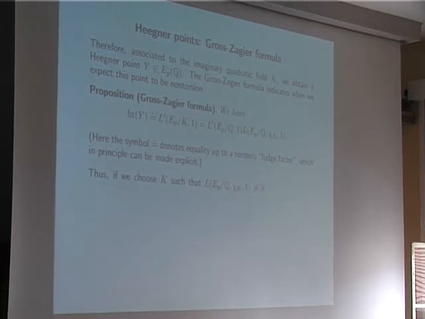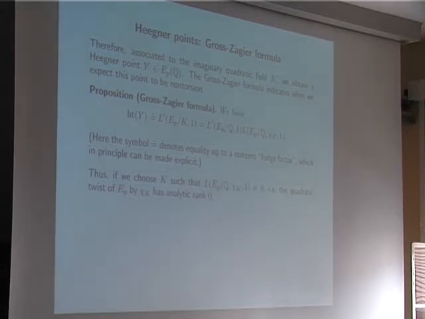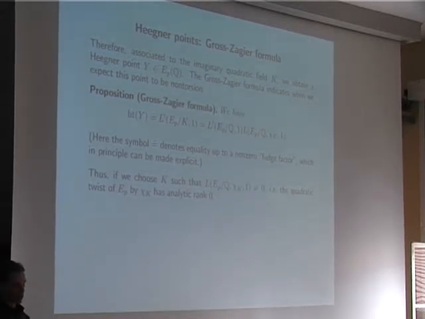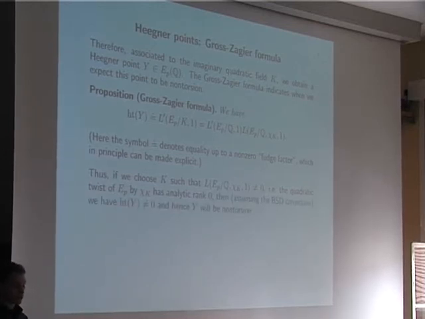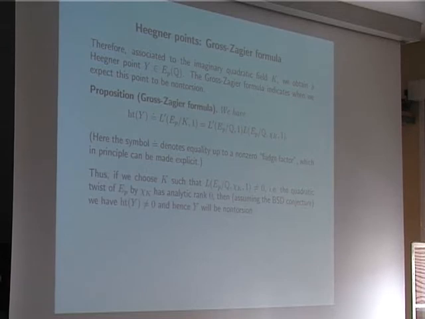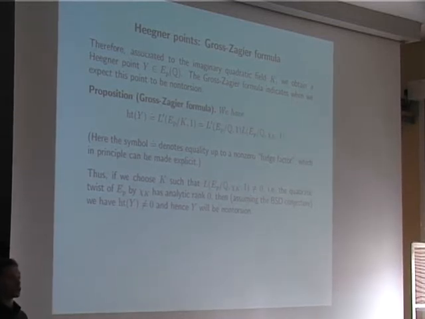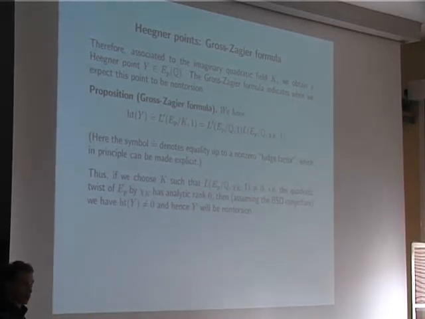Because then it would say that the height of y vanishes if and only if this derivative of the L-series vanishes. So equivalently, we should try to find this elliptic curve over a quadratic twist that has analytic rank 0. And if you assume the BSD conjecture, then you would have that the height of y is non-zero, because we expect that this L prime will not vanish, because we expect this elliptic curve to have rank 1. And so this construction really should give us a non-torsion point. So our point y will be non-torsion.